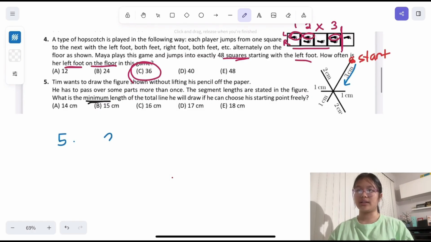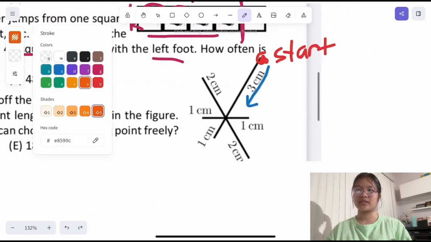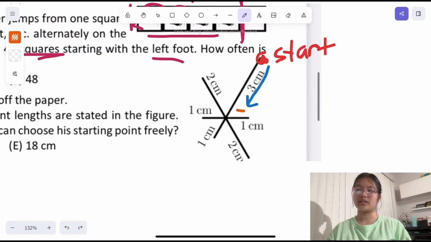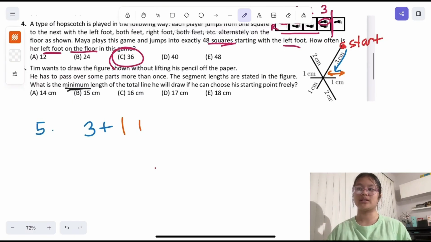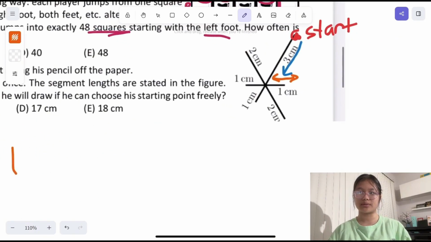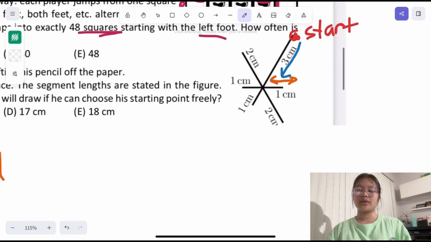So it's 3 plus, let's use a different color. Then we go 1 centimeter, and then back that 1 centimeter, so it's plus 1 plus 1. Add it to our equation. In another color, we go down 2, and then we go up 2 again.